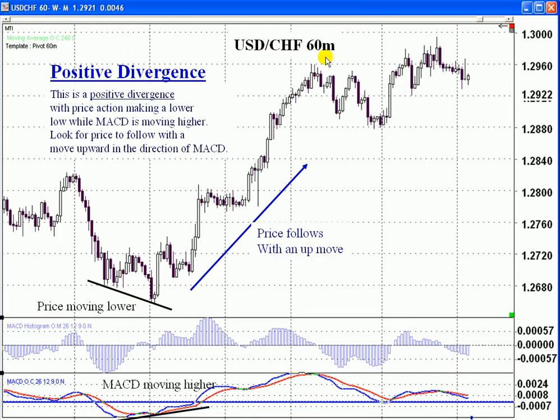Now we're looking at a 60-minute chart. We see price moving lower, and MACD comes down here and makes a low. We have a retracement, and price makes a spike lower below the previous lows, but MACD is moving higher at this stage, and therefore leading a potential up move, because price could conceivably continue down. But as MACD is moving up, we see that there is a momentum shift occurring here.